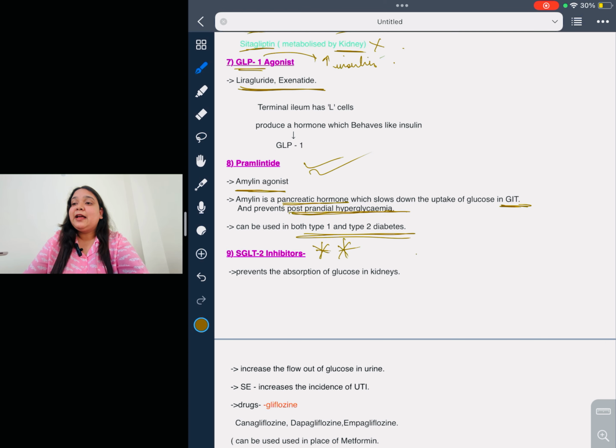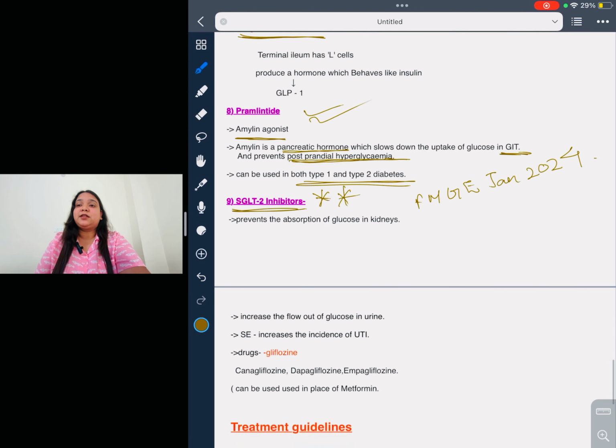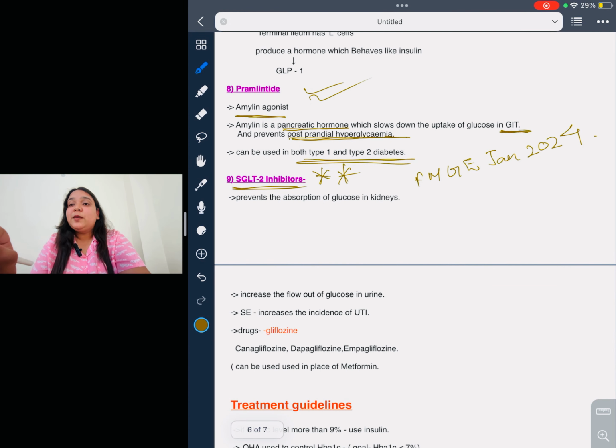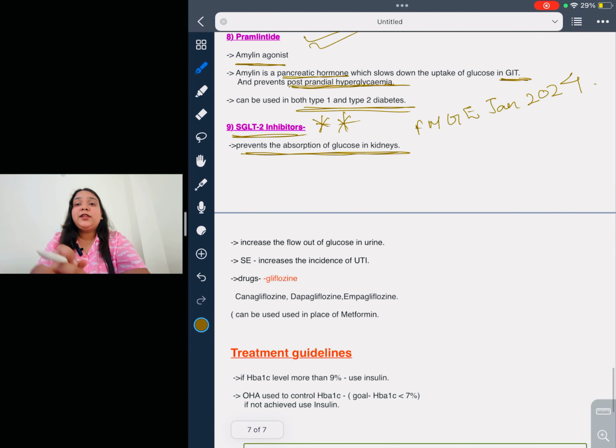Now, one more drug which is very, very important over here is SGLT2 inhibitor because it was asked recently in FMGE Jan 2024. This question was asked about SGLT2 inhibitors. What do these drugs actually do? They prevent the absorption of glucose in the kidneys. That means that all that glucose will go in the urine. So there will be a high amount of glucose in the urine. So that can cause a side effect of urinary tract infections.